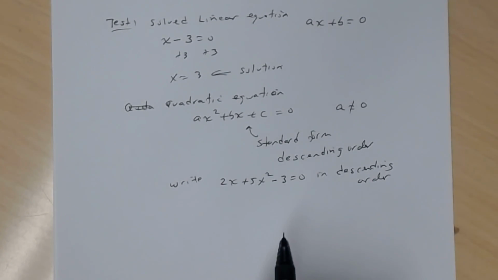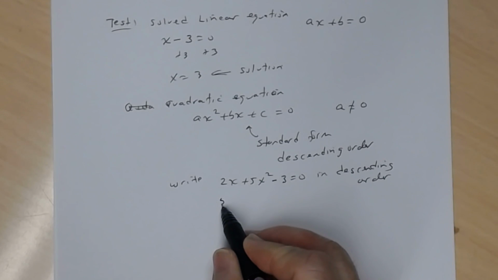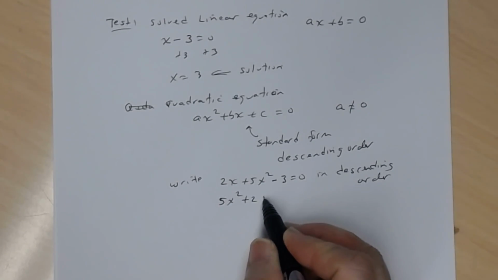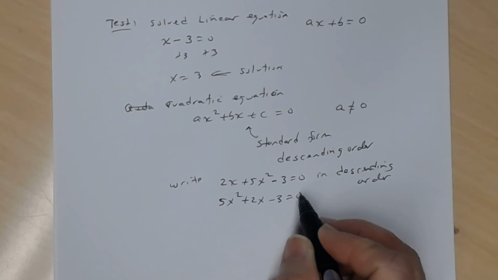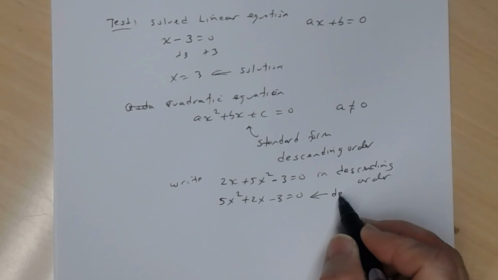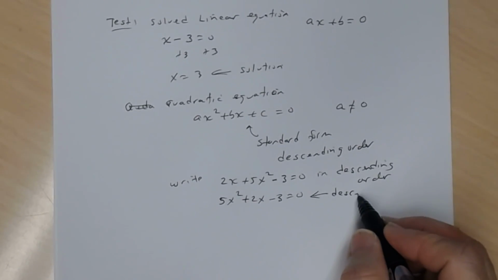So if I put this in descending order, I get 5x squared plus 2x minus 3 equals 0. That's descending order.